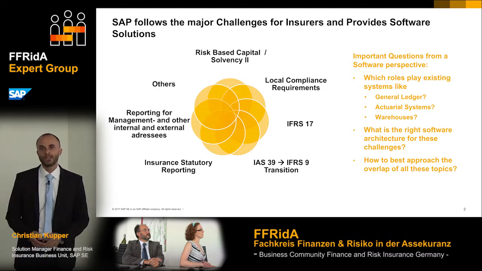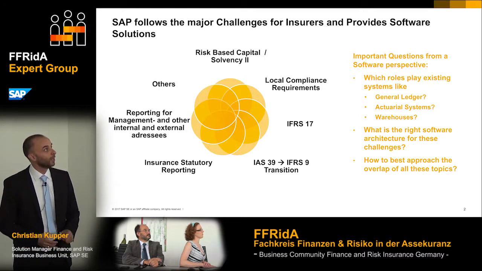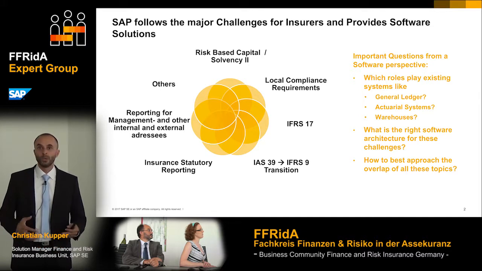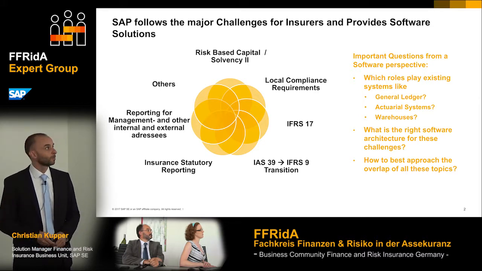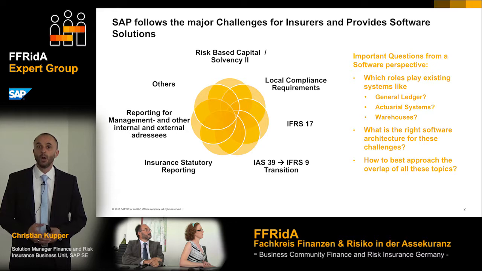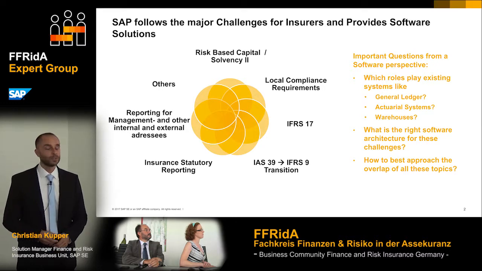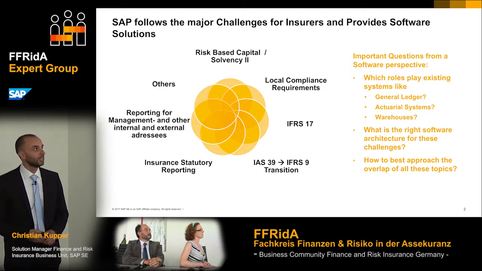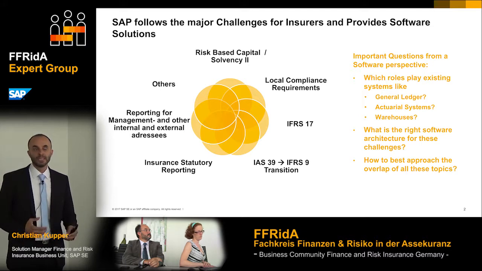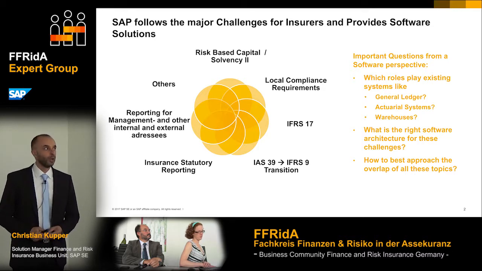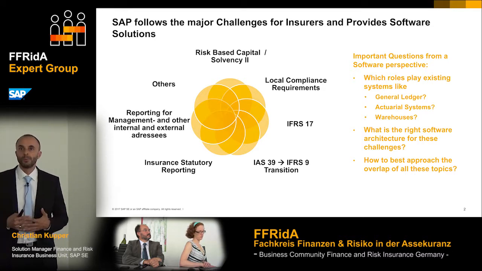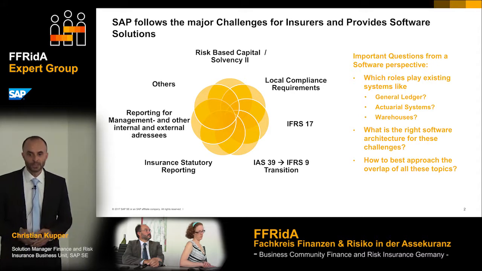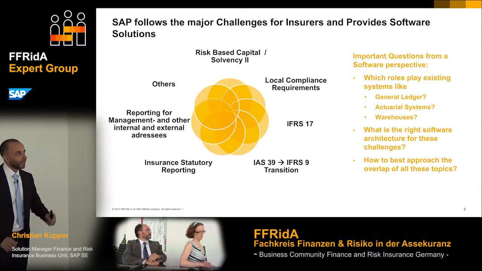When we look at all these things from a software perspective, we make up our mind which roles existing systems play, like the general ledger. What role do actuarial systems have in IFRS 17? Can all this be done by a data warehouse? And so on. What's the right software architecture for all these challenges, and how to approach also the overlap of all these challenges in between?